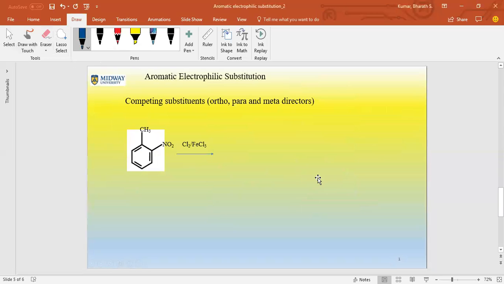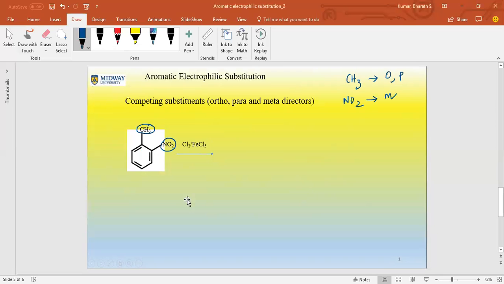Now here is something very interesting: competing substituents. Let's say you have two substituents already. In the previous case, we added one substituent to an already existing substituent. Let's say we've done it twice now. We have two substituents. One is your methyl, and the other is your NO2. They're both substituents on your existing reactant. So we know that our methyl is ortho-para, and your NO2 is meta.